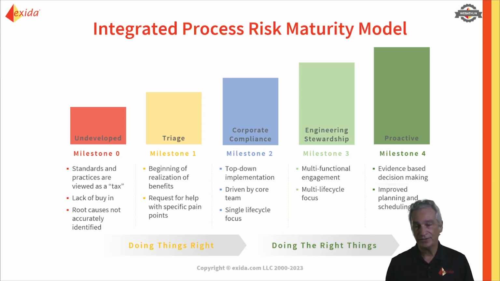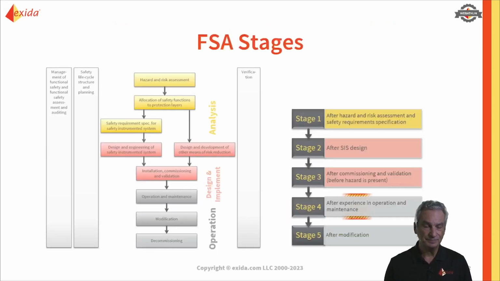When you get to milestone 4 now, well, this is where everything is done according to evidence. So we've done all the gathering, we've done the analysis, we've improved our planning and scheduling, and everything's done based on data. So there are very few companies that can truly say they're at ML4. So these are the steps in the maturity cycle.